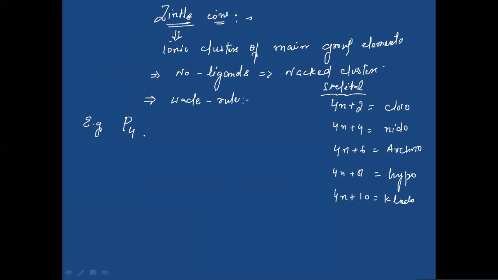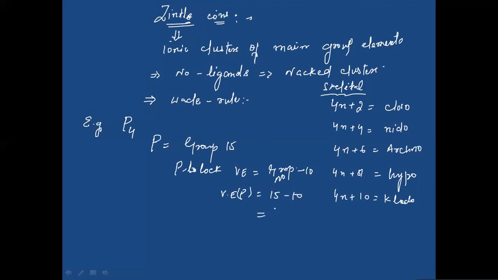Now see, we have to determine the total electron count in this case. Phosphorus belongs to group 15 of the periodic table. How many valence electrons are there for group 15? In case of p block, valence electrons is equal to group number minus 10. So valence electrons of phosphorus is 15 minus 10, so there are 5 valence electrons.